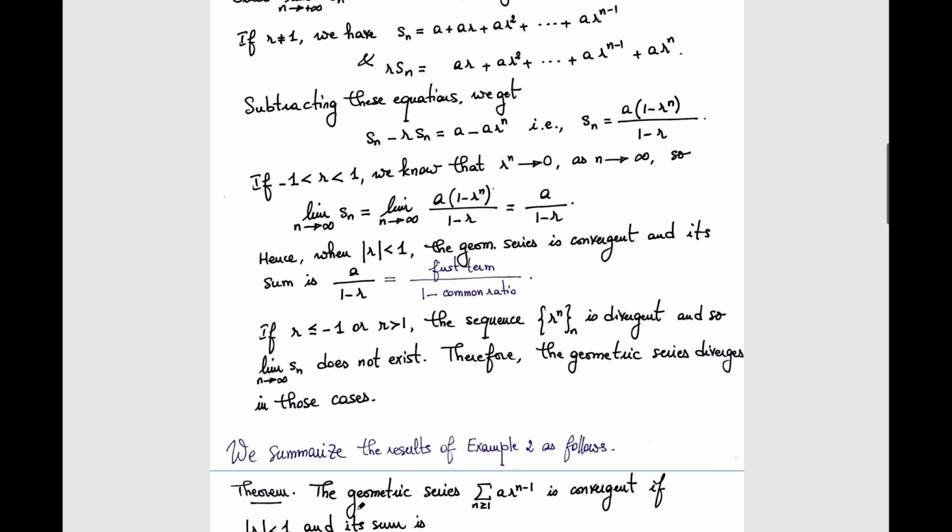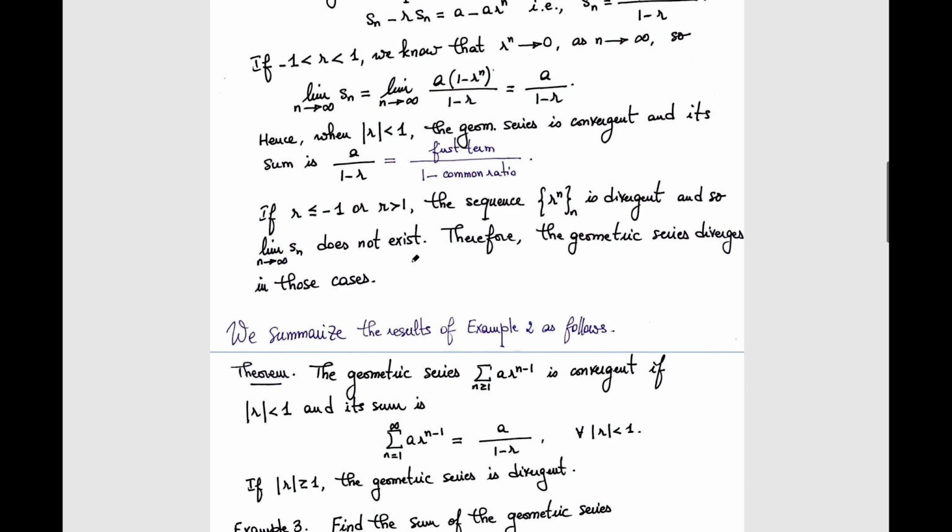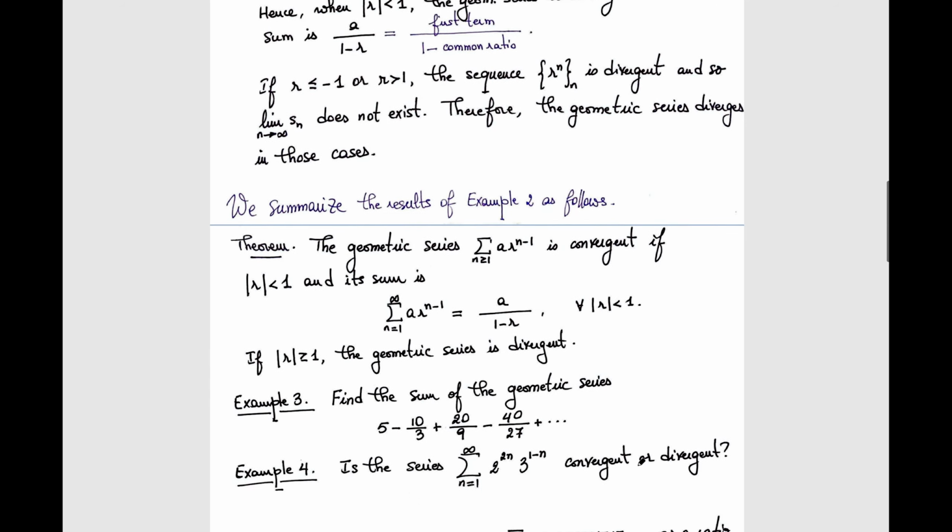Correct? So we can summarize it as follows. This is the summary of what we just did in the second example. The geometric series, summation of a times r to the power n minus 1, is convergent provided the common ratio has modulus smaller than 1, and its sum is the quotient, first term a divided by 1 minus the common ratio. And otherwise, if this doesn't happen, the series is going to diverge. All right, example 3.